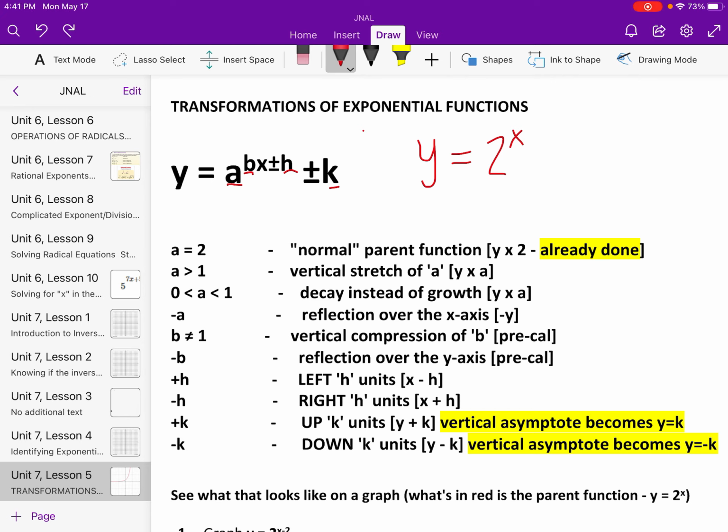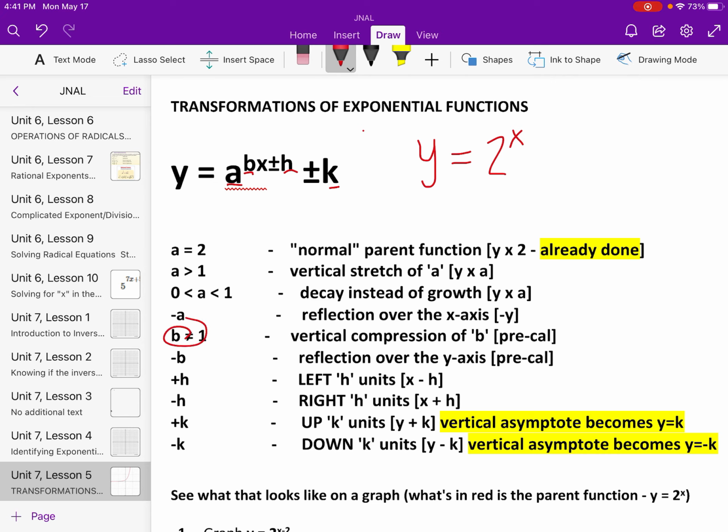If A is between 0 and 1, you might think vertical compression. Actually, that's different this time. Instead, it's a decay. Growth and decay. Growth is like the original, where it increases. But decay is where it decreases. So that's the difference. And then if A is negative, that means a reflection over the x-axis. So this is the x-axis. Instead of being like this, it's like this. Okay? So those are the things for A.